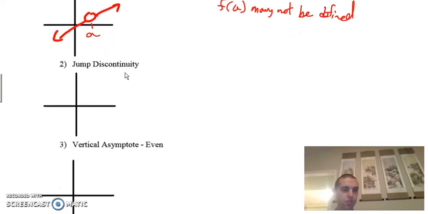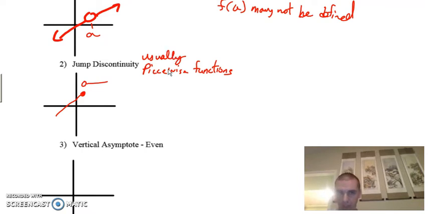Let's see, jump discontinuity. So we've got something here, maybe a closed circle there, and then straight out. So that's jump discontinuity. We usually see that with piecewise functions. Not always. I guess I could say usually. It's not always piecewise functions. Make sure you understand that. It's not always that. And you'll be doing examples in class where it's not piecewise functions. But here, the limit as x approaches a does not exist.